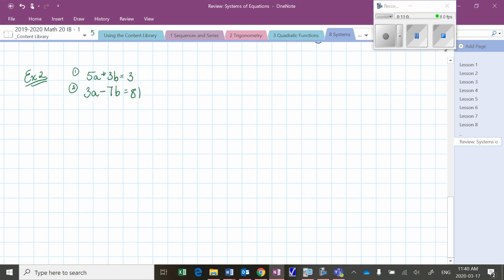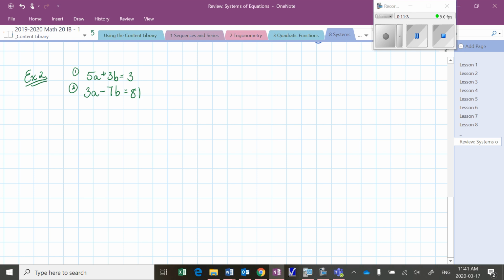So then we look at elimination. So we can either aim to get the coefficients for the a's to be the same or opposite, or the b's. And so I'm going to talk through both of them for you. So let's work on the a's first. So I've got 5a in equation 1, 3a in equation 2. So a common multiple is 15.